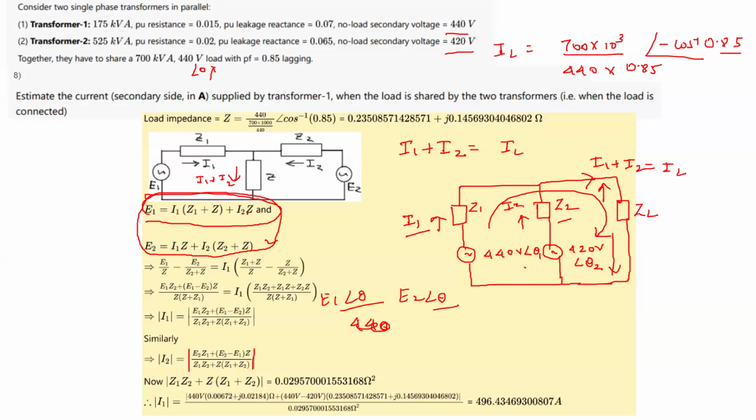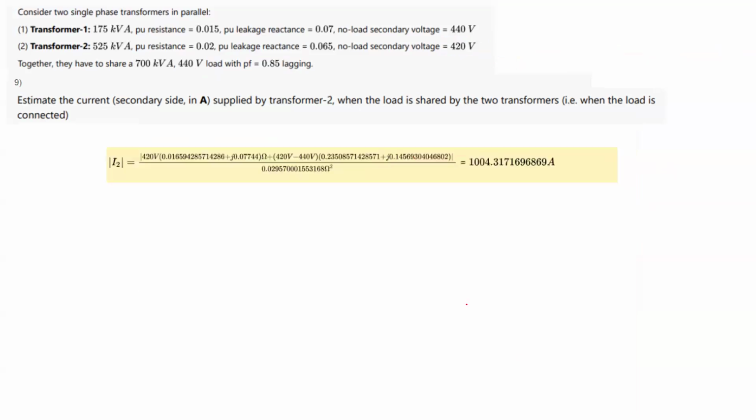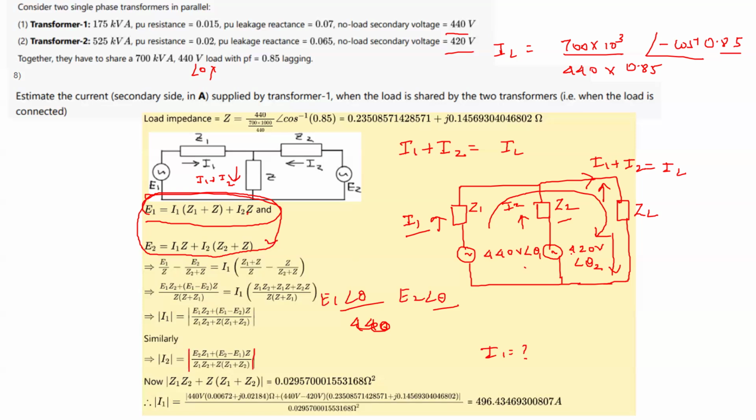So this is a little bit of a lengthier question, which is why this question also has three parts. You can spend some time on this question. Here they're asking you to solve for I1. In the next part they're asking you to solve for I2. Naturally, when you solve these two equations first, you will get both I1 and I2.